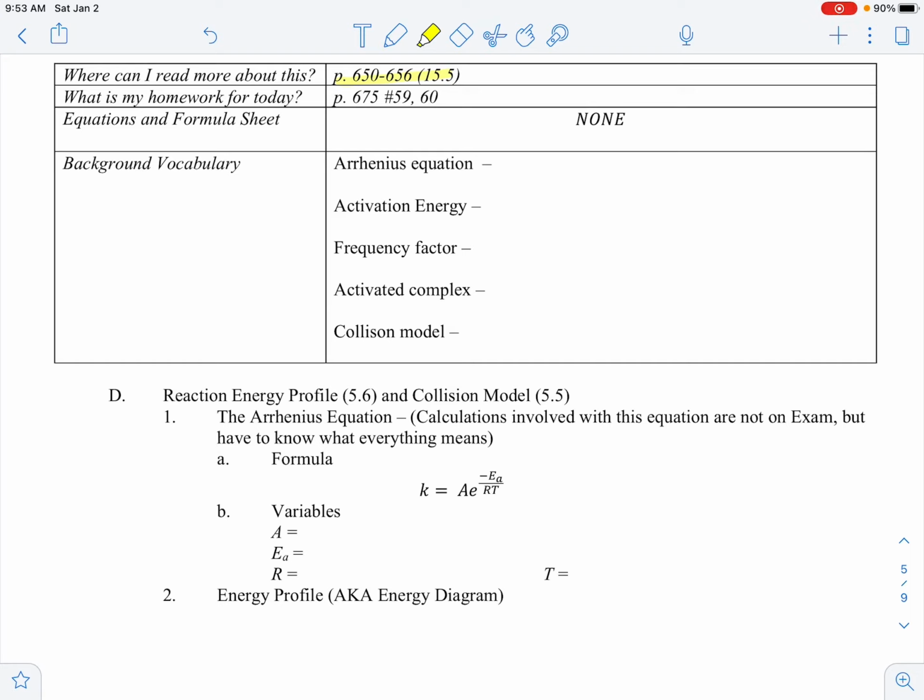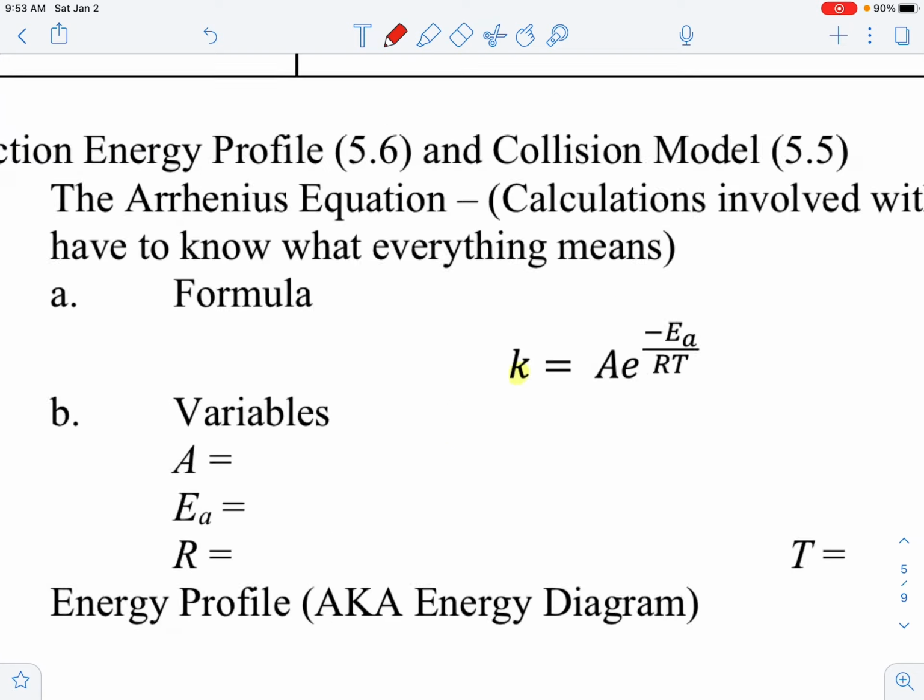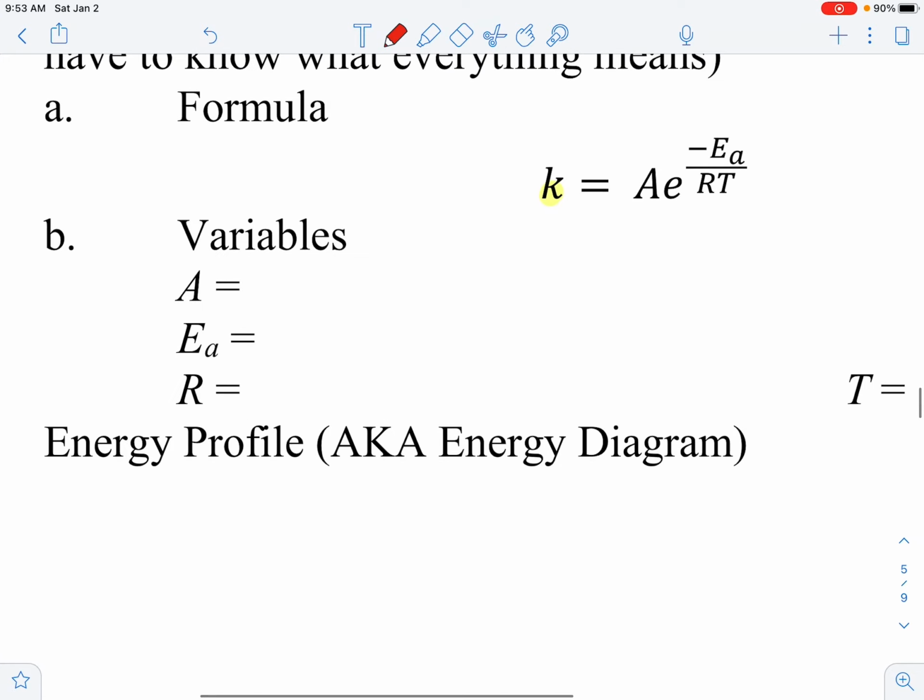So our formula for the Arrhenius equation, k, remember, is our rate constant. That's equal to A times e raised to the power of negative E sub A over R T. So let's quickly talk about what each of those variables is. A is our frequency factor, and we're going to get a little more into that in just a bit. It talks about collisions and how many there are. E sub A is new to us. This is our activation energy.